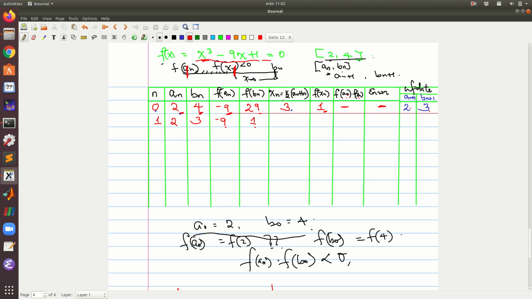So here we compute xn, which is 1/2 of an plus 1, which is 1/2 of 2 plus 3, which is 2.5, and then we compute f of xn. Please check to make sure that this was correct. This is negative 5.875, and then here we check f of an, this one here, and f of xn. What is the sign, the product of f of an and f of xn? So we see this is a negative, this is a negative, so this is a positive.